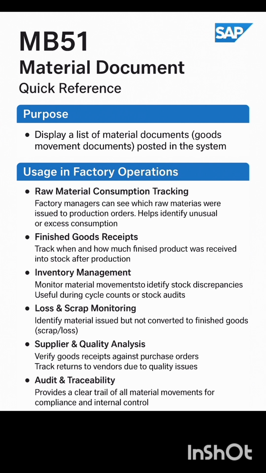In finished goods received, it tracks when and how much finished product was received into stock after production. In inventory management, it can monitor material movements, identify stock discrepancies, and it is useful during cycle counts or stock audits. In loss and scrap monitoring, it is used to identify material issued but not converted to finished goods. In supplier and quality analysis, it is used to verify goods receipt against purchase orders. In audits and traceability, it provides a clear trail of all material movements for compliance and internal controls.